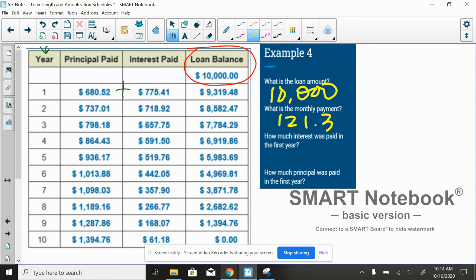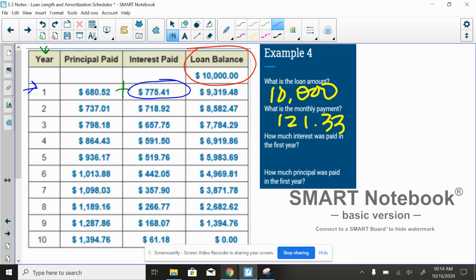Easy peasy. Okay. Now, what I love about these next two questions, unlike that first example where they gave us the month's worth of principal and interest and we had to add up like a crazy person, which is just really tedious. This one says how much interest was paid in the first year. You guys, how much interest was paid in the first year? I'm looking at it right here. $775.41. This is year one. And this is the interest paid.